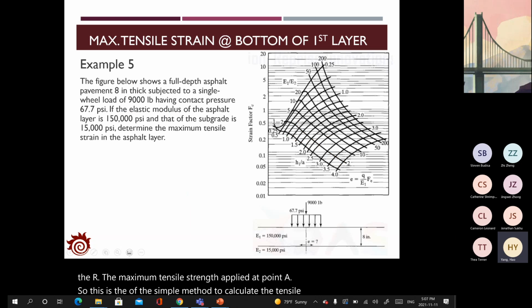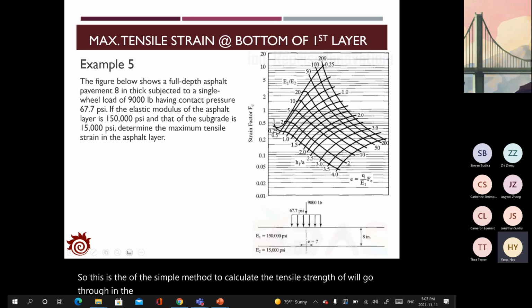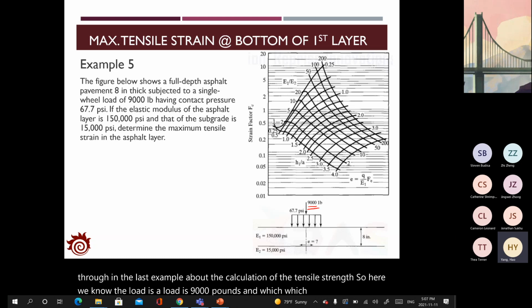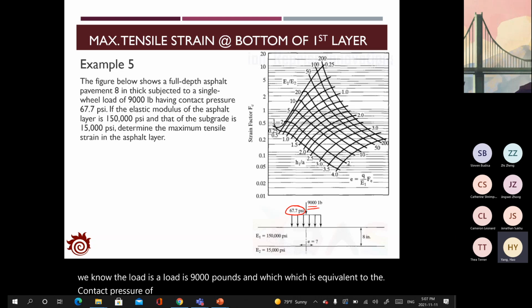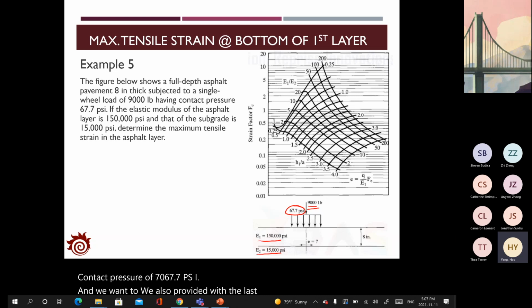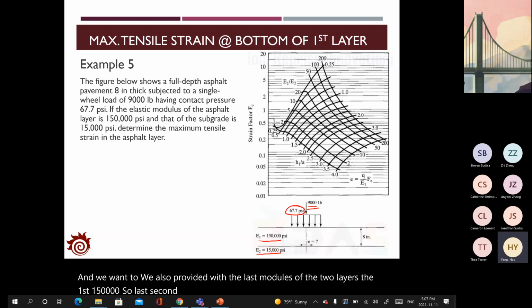We will go through the last example about the calculation of the tensile strain. So here we know the load is 9,000 pounds, which is equivalent to the contact pressure of 67.7 psi. And we are also provided with the elastic modulus of the two layers. The first one is 150,000, the second one is 15,000. And the thickness of the pavement is 8.